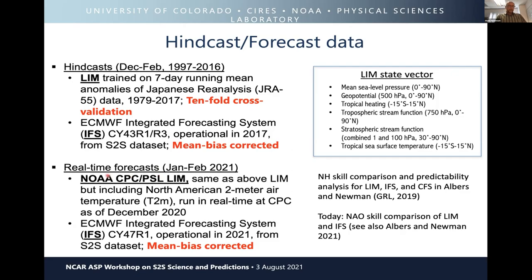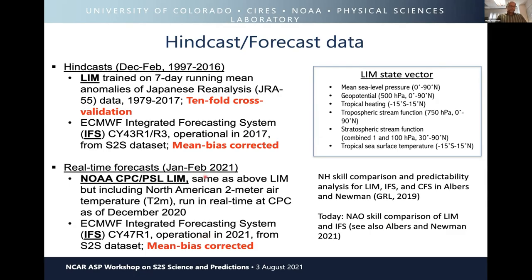In this case, we're going to be using a real-time LIM that's currently being transitioned to CPC. It's running there currently, which is basically the same as this LIM, except we're also including North American 2-meter air temperature, because that's what we're trying to predict. And that's been running since about December of last year. And then we're comparing that to a more recent version of the IFS so that we can get the real-time forecasts for this period from that as well.